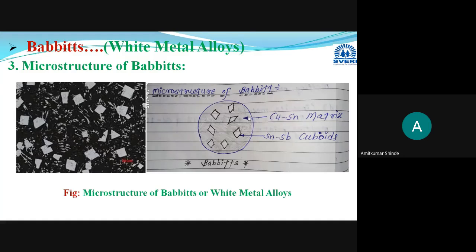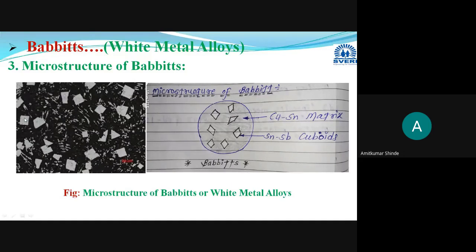These are the actual microstructures. These are the actual samples, and this is the drawing, the microstructure of the Babbitts. This is the actual sample which you are going to observe if you see the Babbitt material under the microscope. These samples are also available in our lab. Whenever the lab facility is available, I will show you these microstructures also.